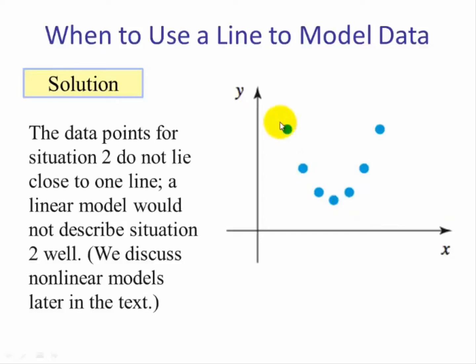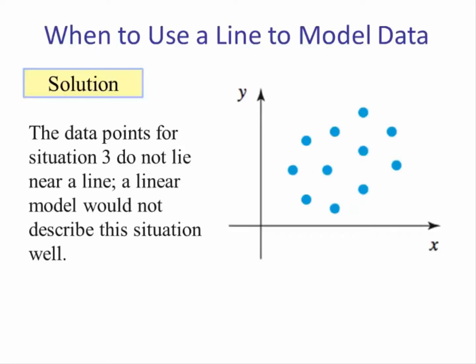The second one, a linear model would not, because this is what we call a parabola. So a quadratic model would fit this data better, and we'll talk more about that later on in this class. And the third situation, these points here do not make a line. In statistics, we sometimes call this a cloud of data. There is no linear relationship or any kind of relationship between x and y in this case.